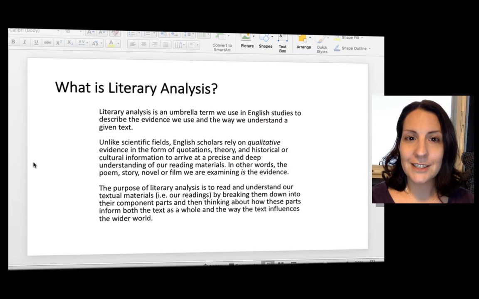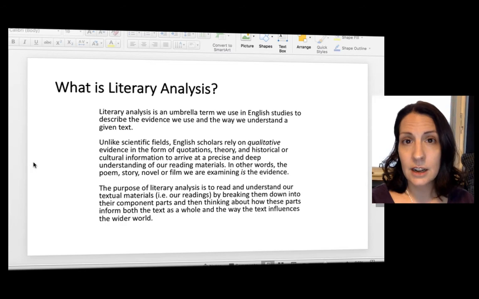So, what is literary analysis? Well, literary analysis is actually an umbrella term that we use in English studies to describe the evidence that we're using and the way in which we are using this evidence. That is, the way in which we examine our evidence in order to arrive at a deeper understanding of it. So, unlike scientific fields, English scholars rely on qualitative data in the form of quotations, theory, or historical or cultural information in order to arrive at a precise and deep understanding of our reading materials.